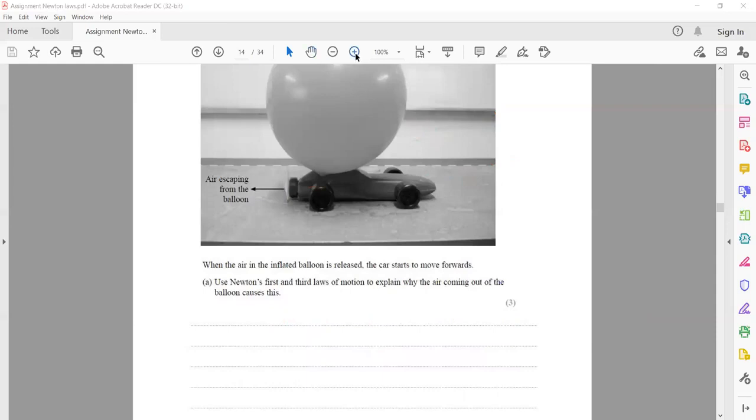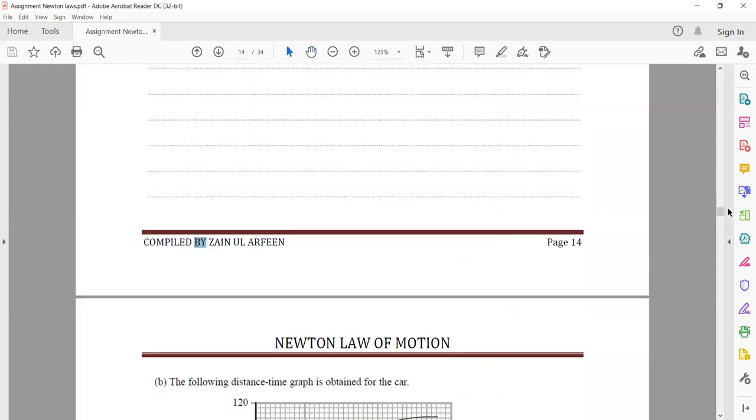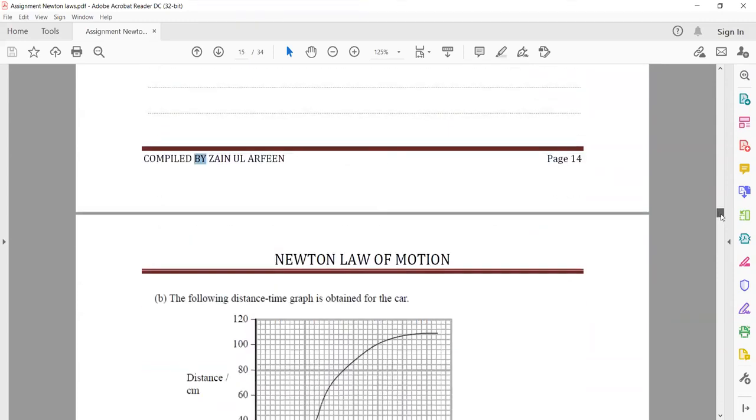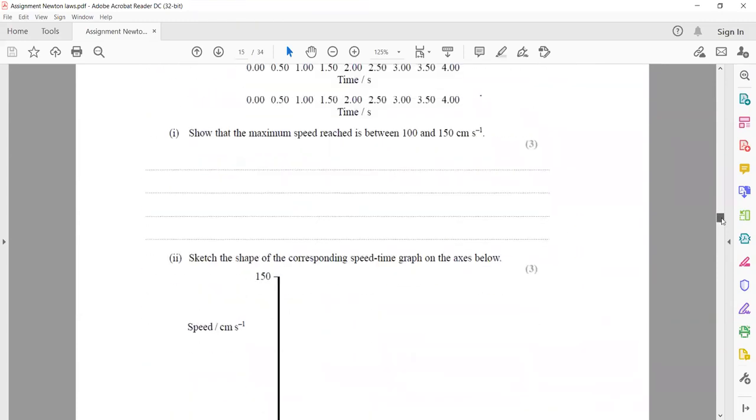So always try to use these statements. These are star questions, which means that the scientific terms which you are using are also important.